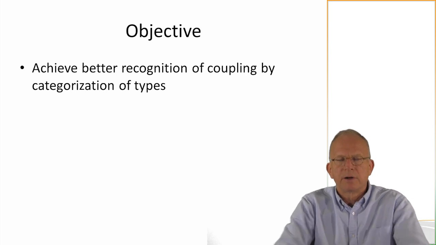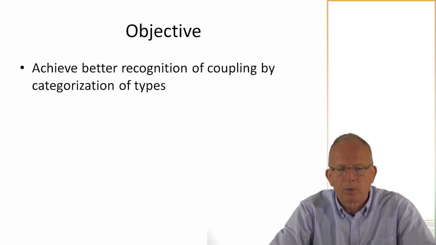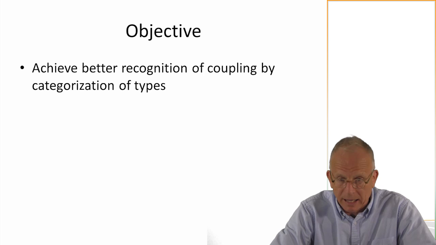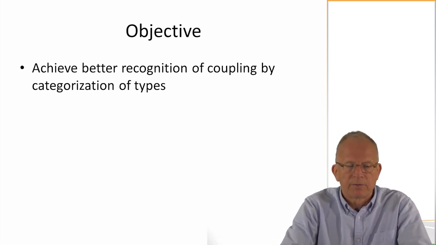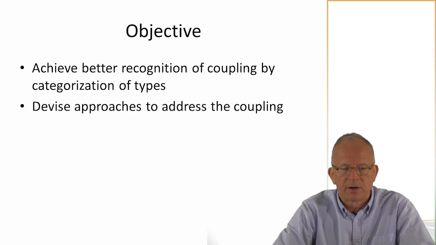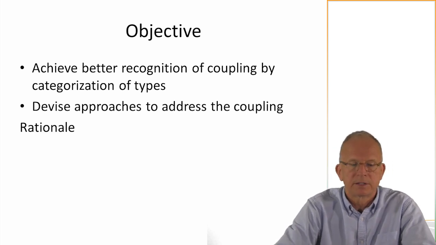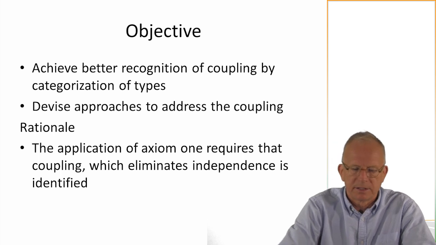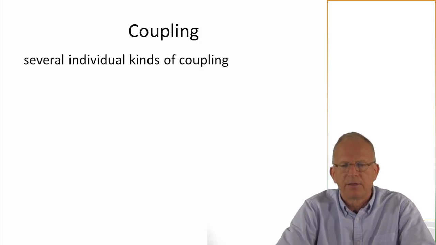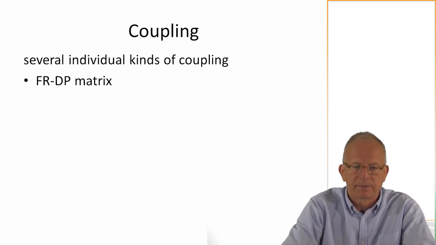So the objective here is to achieve better recognition of coupling by categorization types. Again, we're looking for categories so we understand how to treat things, and we want to devise approaches to address the coupling based on the categories. Rationale: application of Axiom 1 requires that a coupling which eliminates independence is identified. And there are several kinds of coupling.